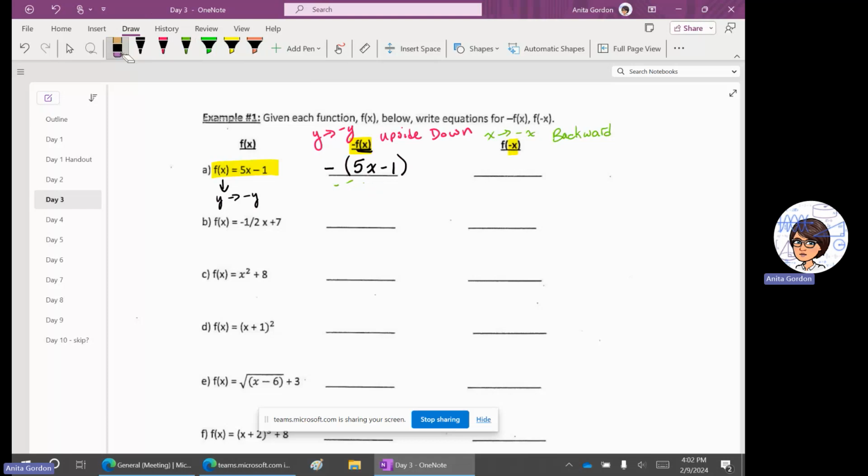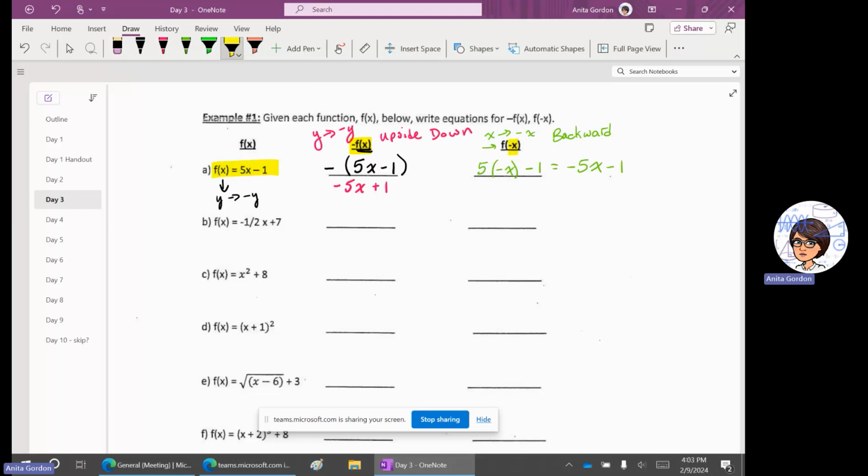Ooh, you know what? I'm going to keep this side red. Negative 5x plus 1, since I started with the red pen. Okay, now if I want to do the reflection in the x, then I'm going to say 5 bracket negative x. I'm only putting the negative by the x, minus 1. All right, so simplified or expanded, this would be negative 5x minus 1.